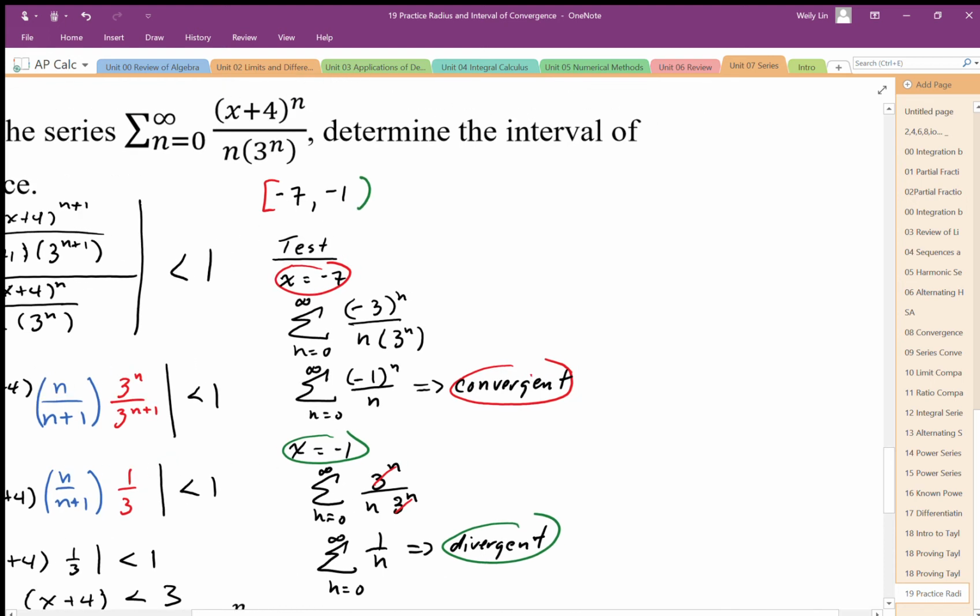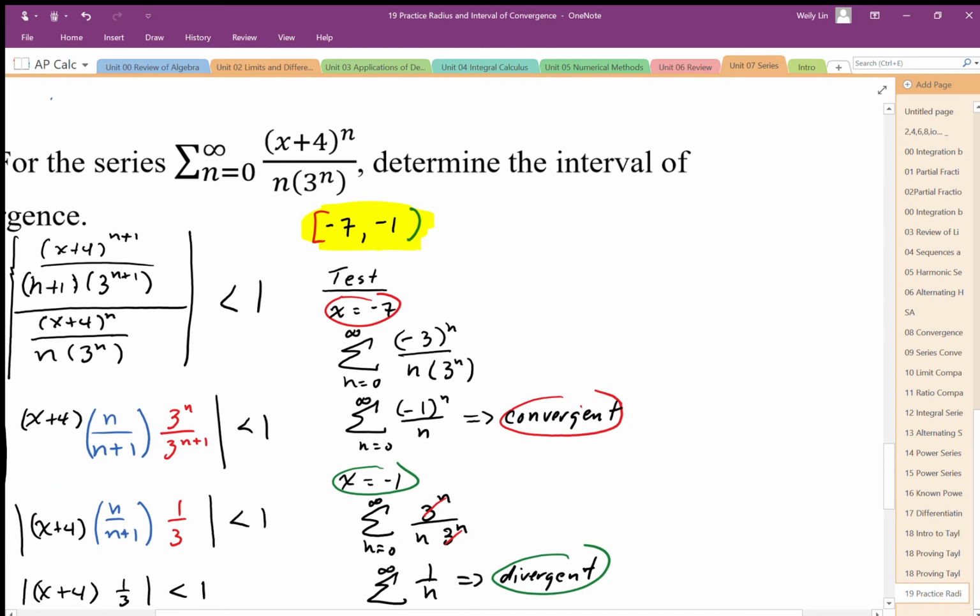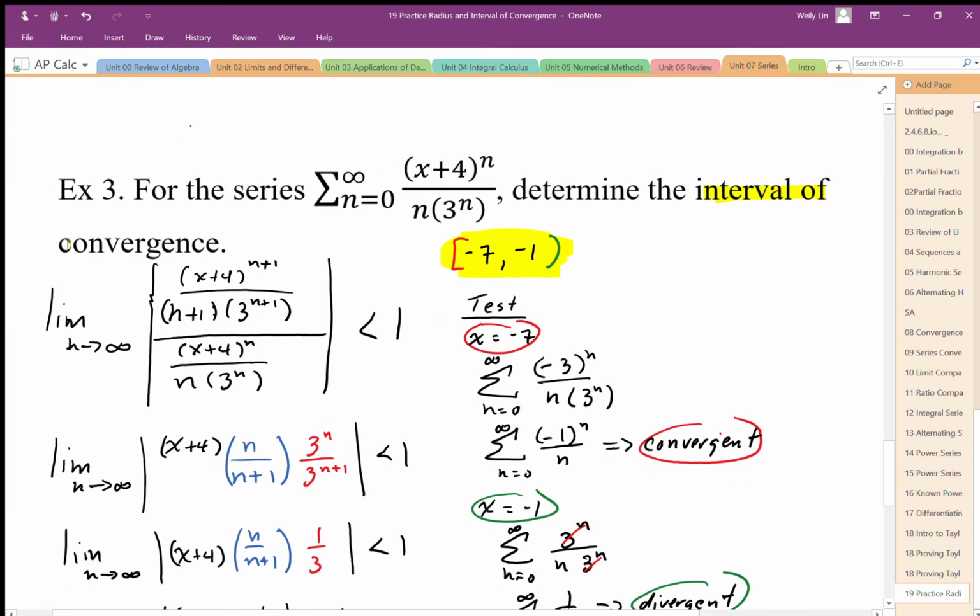Okay, so then our interval of convergence is going to be this one here. Our interval of convergence works out to be from -7, including -7, and -1, not including -1, so it's a half open interval.